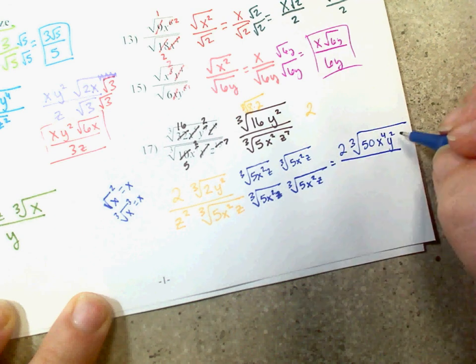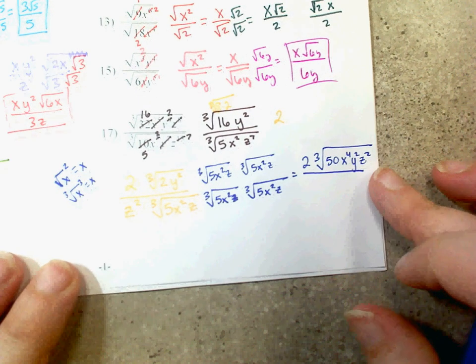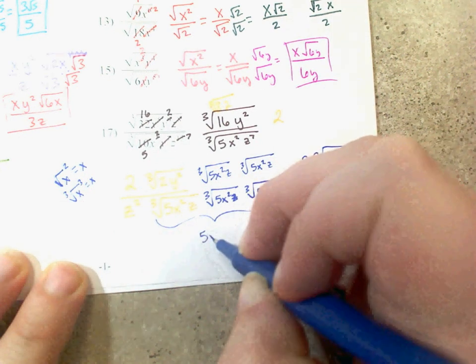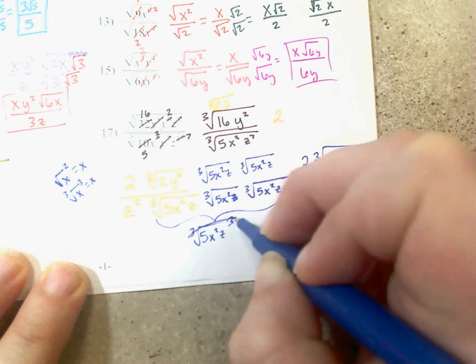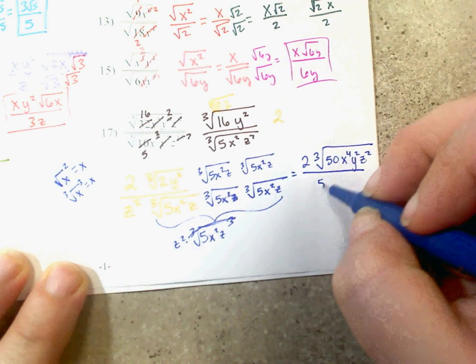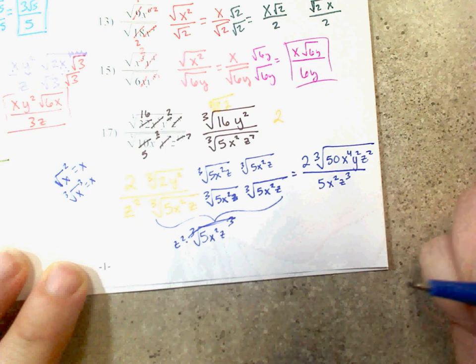And then my denominator, I've got all of this, which is 5x squared z. It's the cubed root of 5x squared z cubed, which is just 5x squared z times z squared, which is 5x squared z cubed, because z squared times z. Okay. There's actually one more thing I can do to simplify.